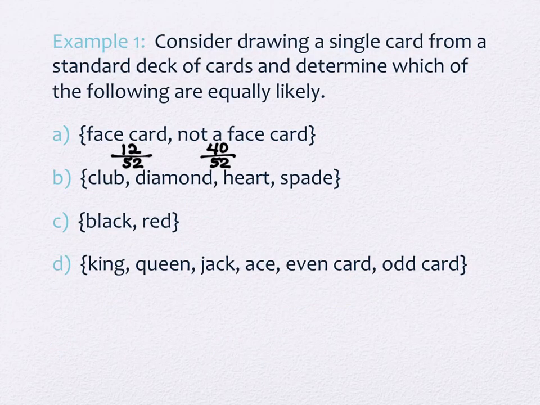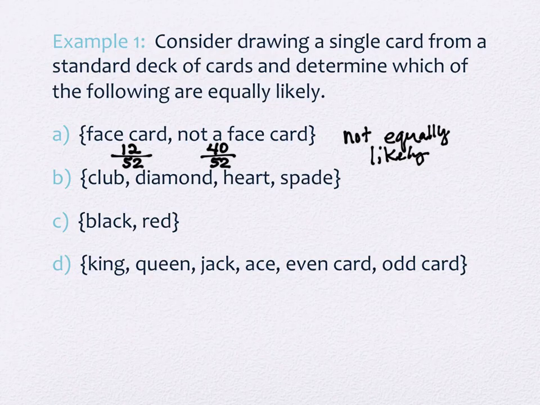All right. So is it equally likely that you're going to select a face card or not a face card? No, because these two probabilities are not the same. One's 12 out of 52. The other one's 40 out of 52. So this one is not equally likely. Make sense? It's just a comparison. And that's why I don't need to simplify it, because I can compare it over 52 just fine. Right? Sure.